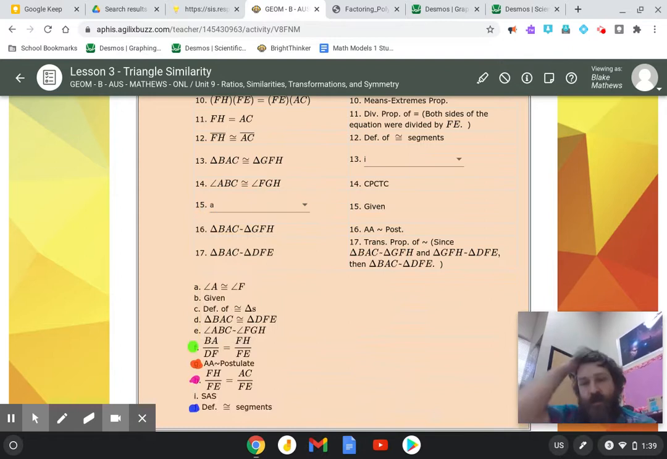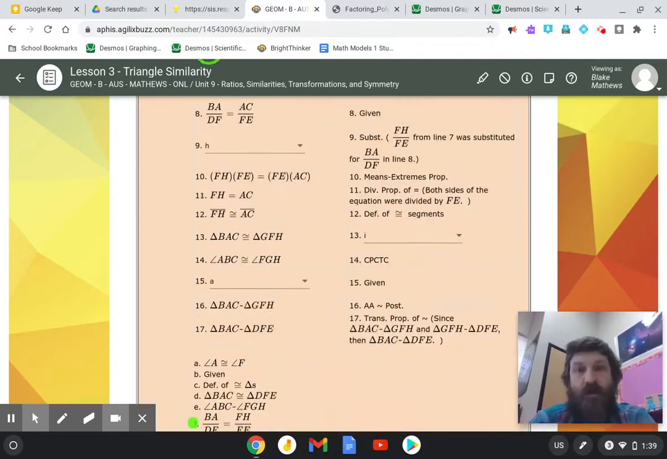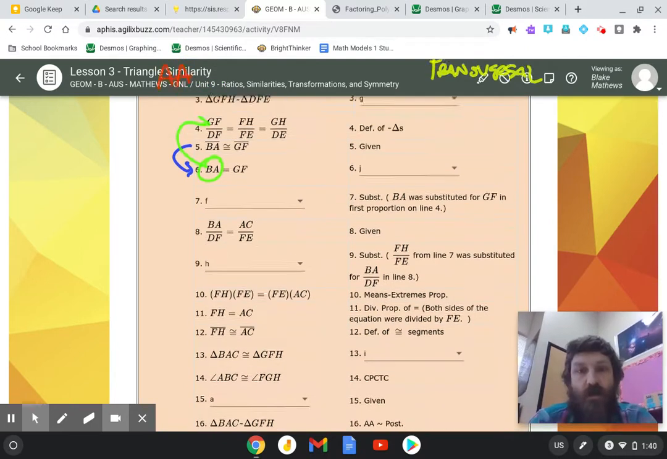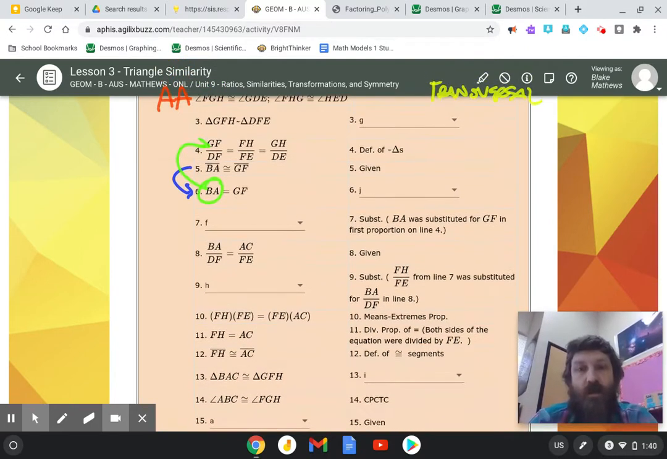Then we've proven that the triangles are similar. And that is it. So make sure you get all that down. Get all that copied down right there. I'll leave that up there so you can pause the video. And that is it for lesson 3.